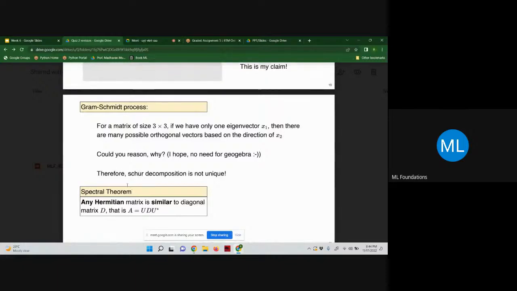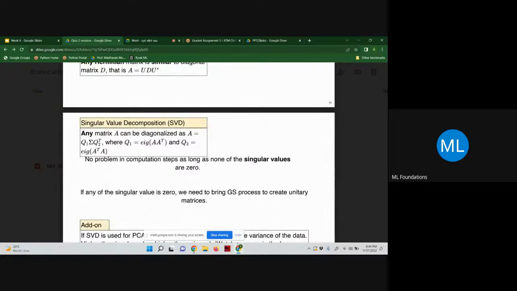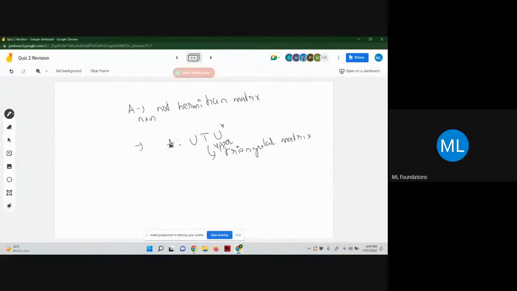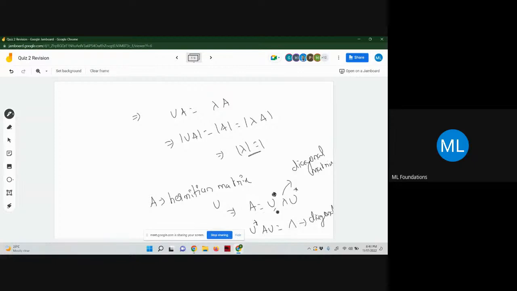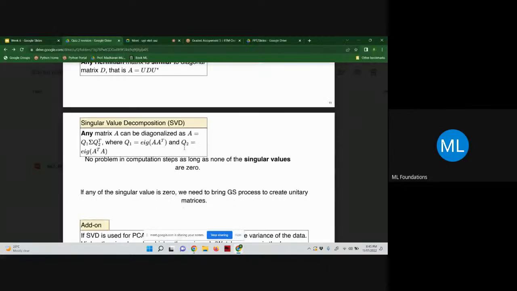But if the matrix is Hermitian, then you get the diagonal matrix. The important part is the diagonalization of this Hermitian matrix. In this case, A is a Hermitian matrix, A equals U lambda U star, where U contains the eigenvectors of A, and lambda contains the eigenvalues of A: lambda 1, lambda 2, lambda 3. It is not just eigenvectors, it is unit eigenvectors, so the length of each eigenvector should be equal to 1. That means we have to normalize them.